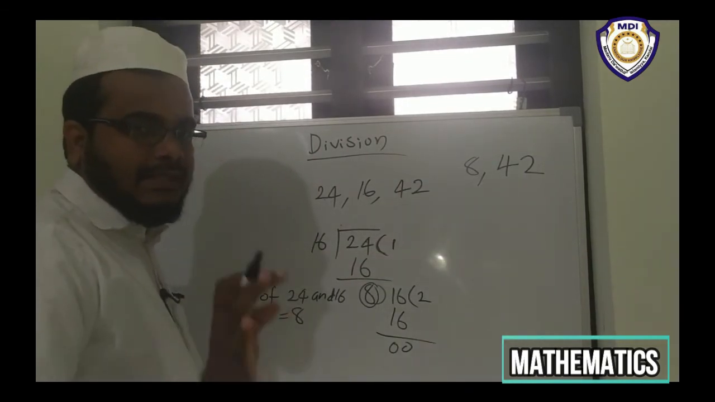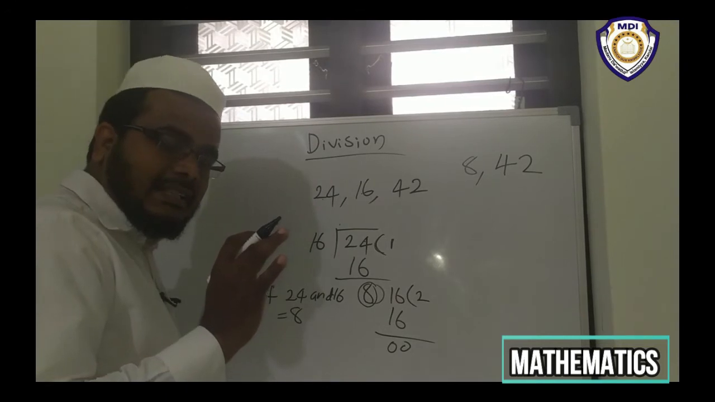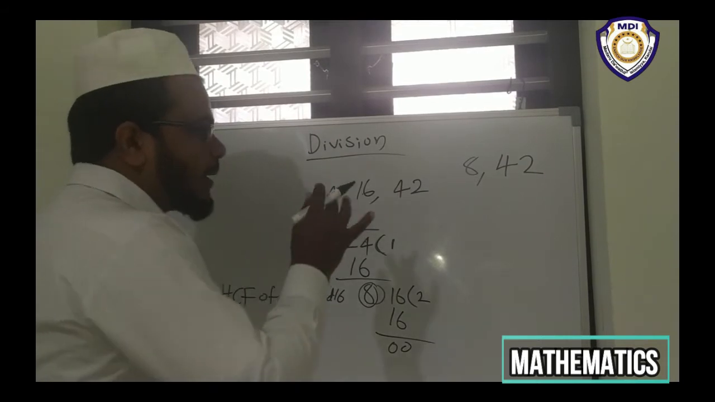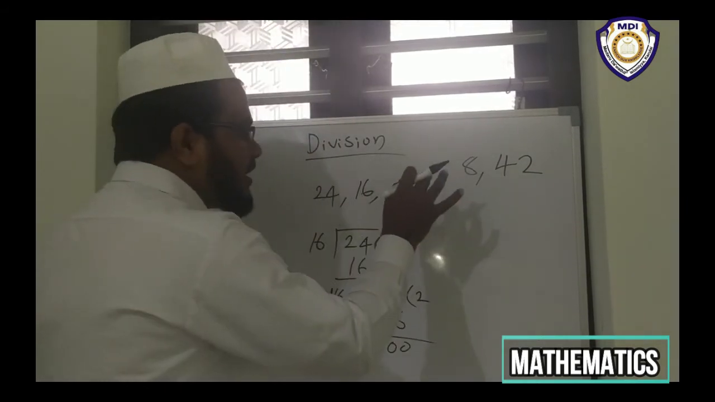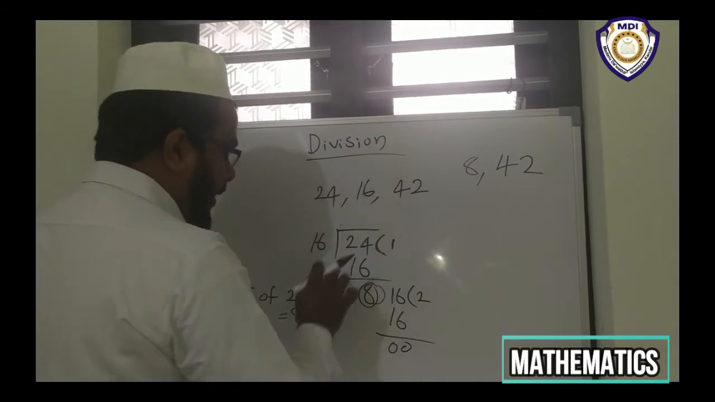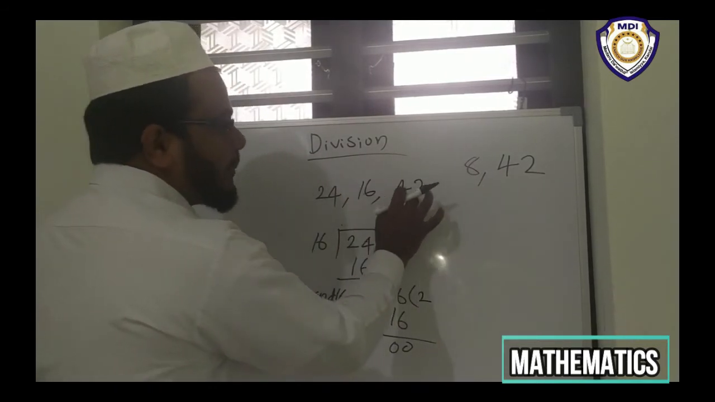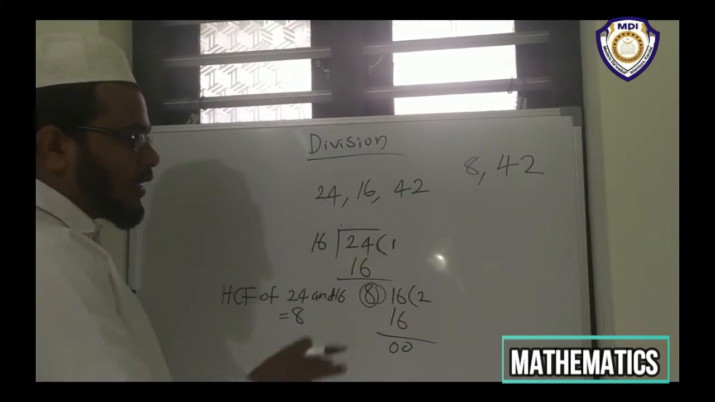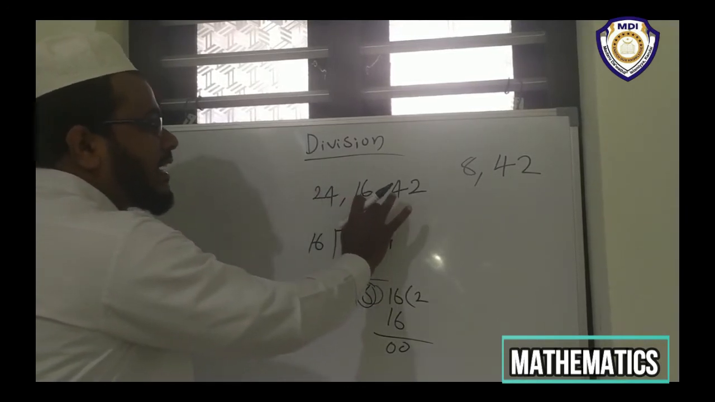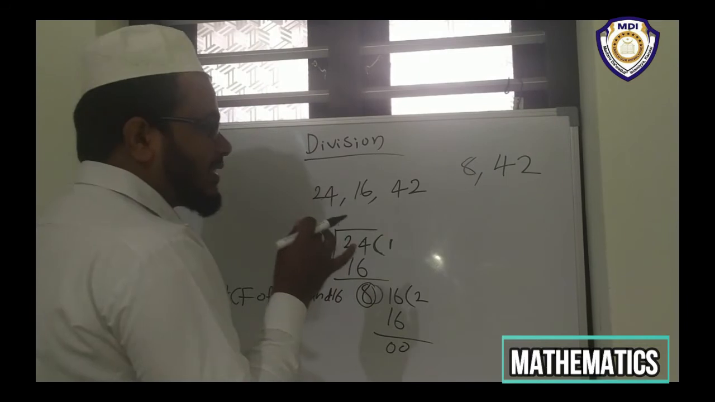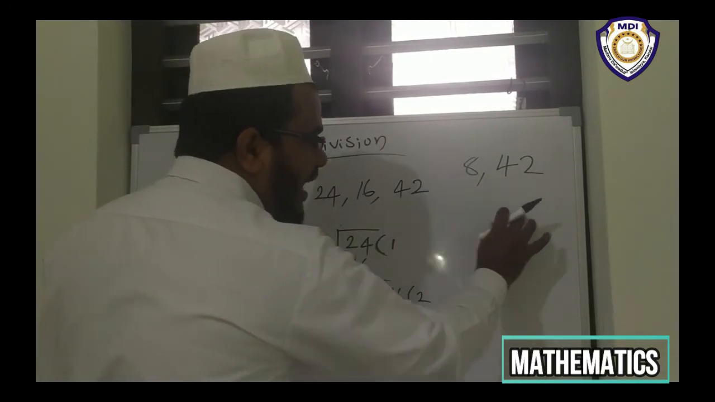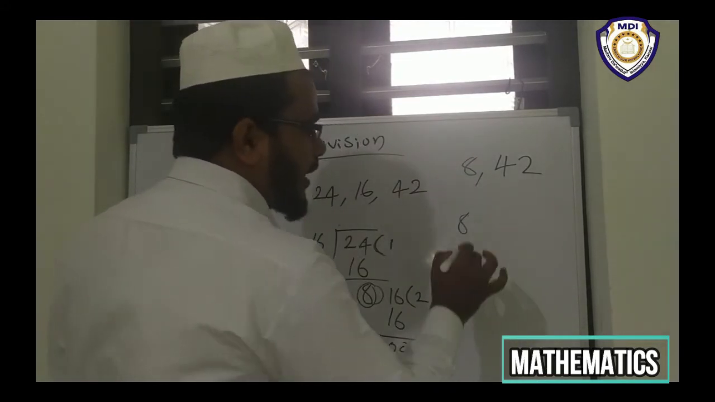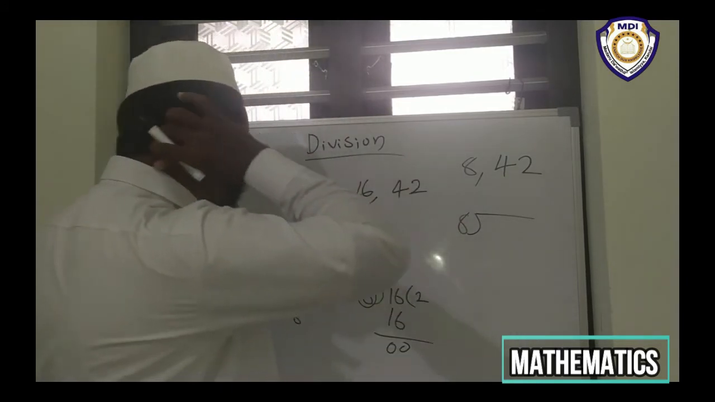Please listen here. It is very simple but difficult if you are not careful. We take the HCF of the first two numbers, 8, and the next number, 42. Then we have to do the same steps we have done before. We take the divisor and dividend. Which is the divisor? The smallest number, 8, is the divisor.